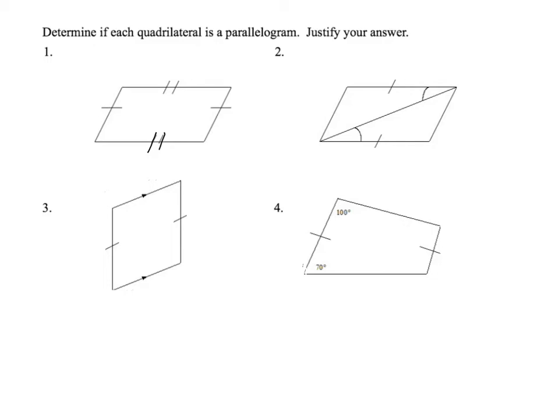So if you take a look at this first example, I'm going to ask you to determine if this quadrilateral is a parallelogram. You have to justify your answer. Well, number 1, obviously, yes, this is a parallelogram. The reason why, if you take a look at number 2 from your notes, the conditions we just did, we have both pairs of opposite sides congruent. So you would write yes. Both pairs of your opposite sides are congruent.